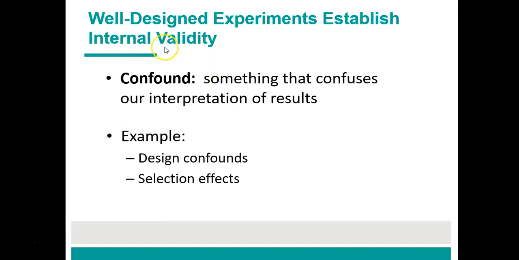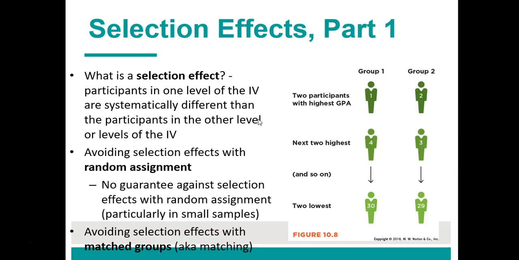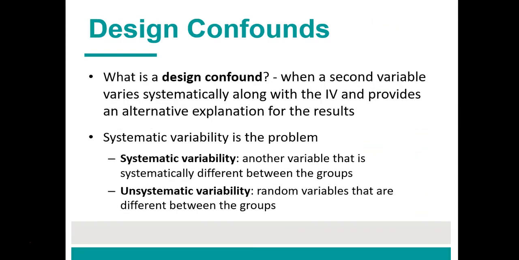We want to establish internal validity, meaning that we can say that the independent variable causes an effect in the dependent variable and that we don't have any confounds. A confound is something that confuses your results. We're going to talk about design confounds and selection confounds. A design confound is when a second variable systematically varies along with the independent variable and provides an alternate explanation for the results. A second variable in your design that is different between the groups.